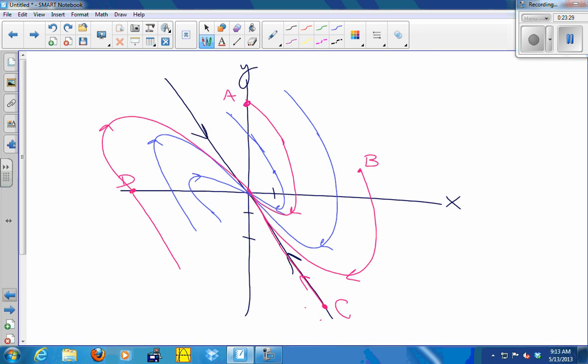If there's a line y equals x, and it doesn't hit that line, they're not crossing. So here's the line y equals x. B is not going to cross. So in B, the solutions never cross. Oh, that makes sense. That's very helpful. It helps you when you're drawing to know that.